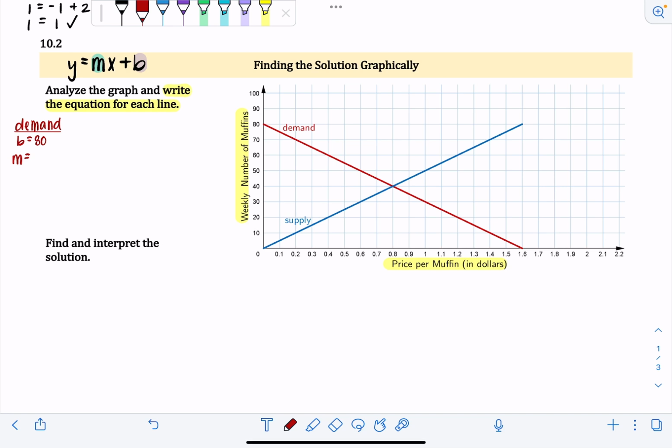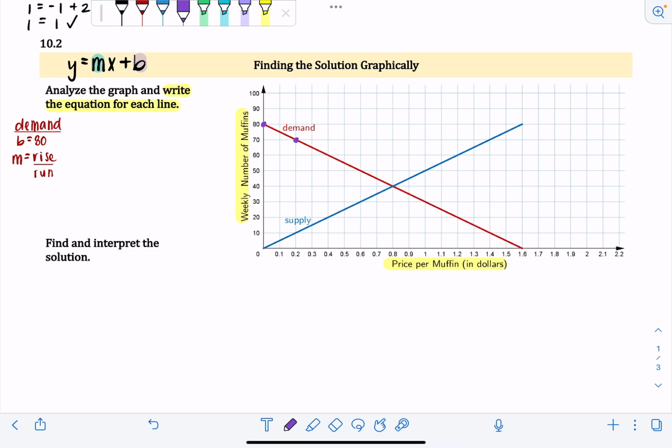Remember, when we look at a graph, slope is rise over run. I just need to pick any 2 points on this graph to calculate it. You want to pick exact points. For example, I wouldn't want to use this one because it's kind of in the middle and I don't exactly know where it is. So I'm going to use this point and this point to calculate my rise over run. And you can pick any 2 points that you want.